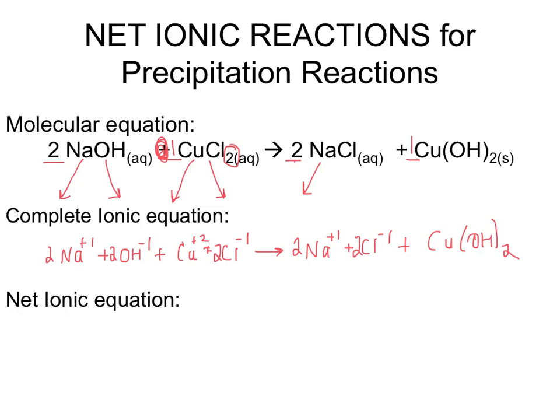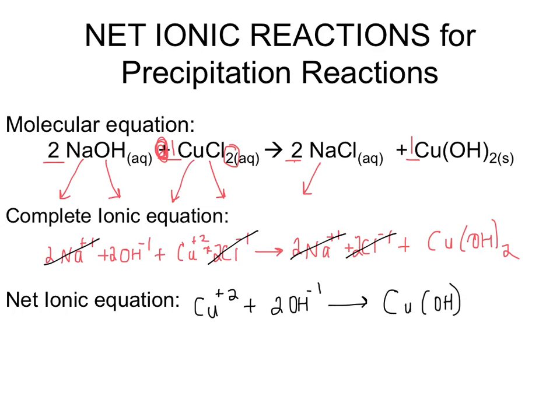Now I'm going to look for anything that is the same, and so that would be my 2 sodium ions. I also have 2 chloride ions. And what that leaves me behind is the copper 2 ion and 2 hydroxides, and on the product side, what is left behind is copper hydroxide. And that is your net ionic equation.